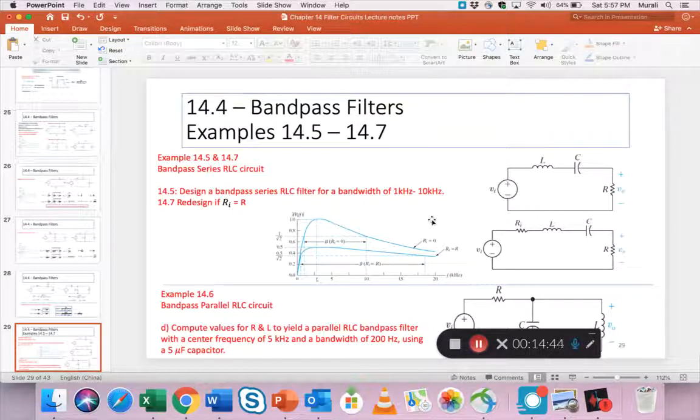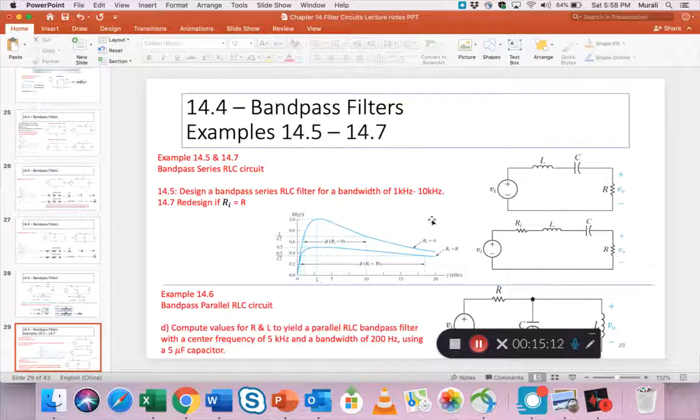That's no good, is it? So the bandwidth has become double, and to make things worse, the maximum gain has become half. Originally the maximum gain was 1, right? This is what you always want from an amplifier, from a filter. But with the new resistance, it drops to half.